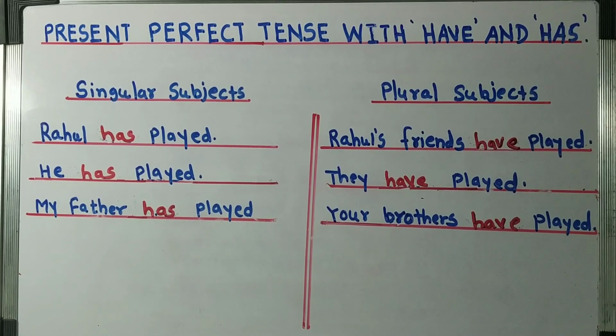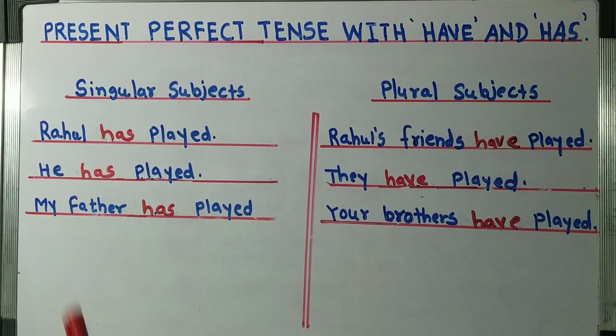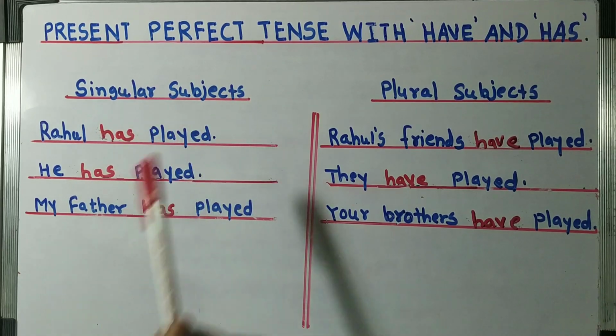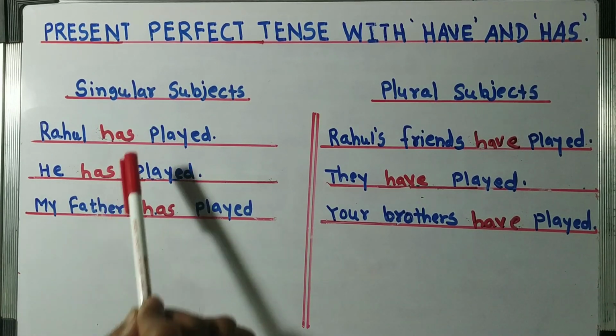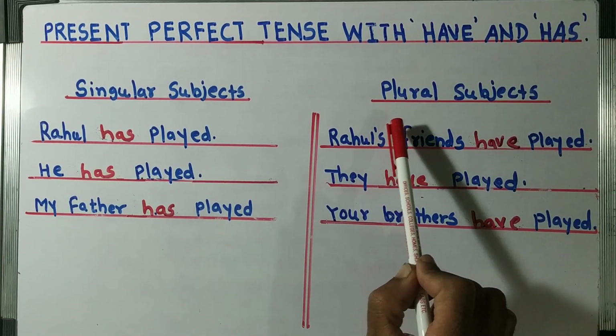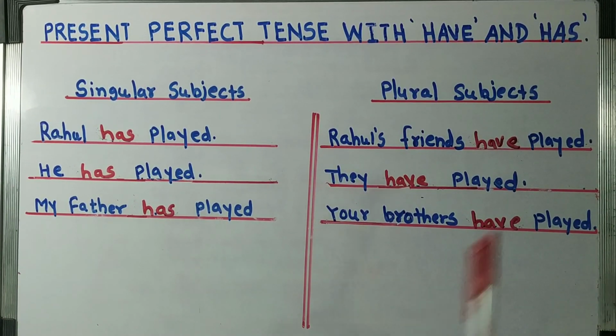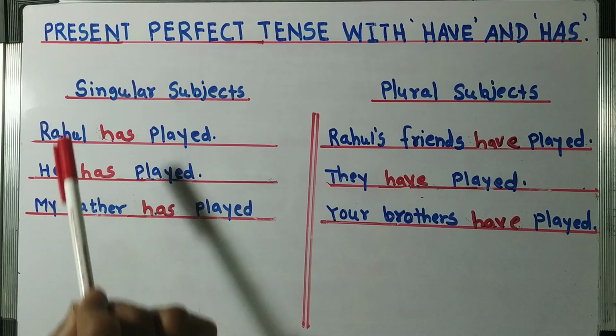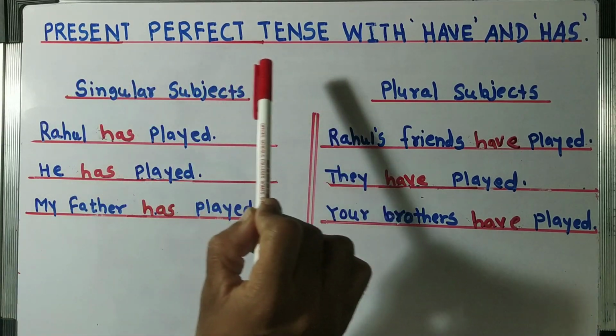So from this it becomes quite clear that whenever subjects of sentences are singular, we have to make use of the word has, and when subjects of the sentences are plural, we have to make use of the word have while forming sentences in present perfect tense.